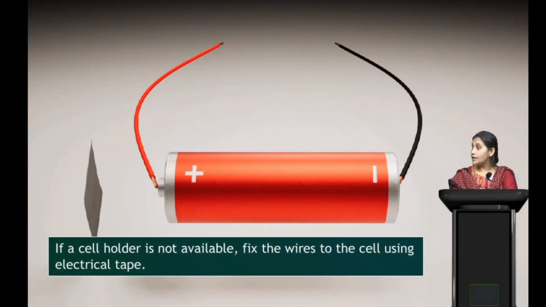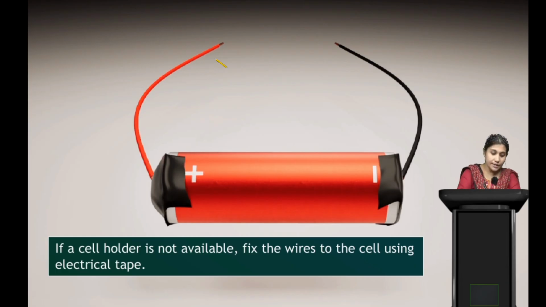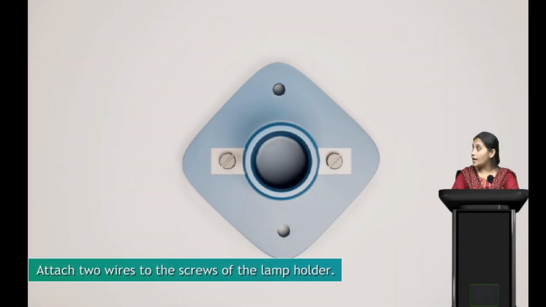Then, if a cell holder is not available, fix the wires to the cell using electric tape. So if a cell holder is not available with you, then fix the two wires to the two ends of the electric cell using electrical tape. Like this, in the two terminals of the electric cell, you will connect the two wires with the help of electric tape.